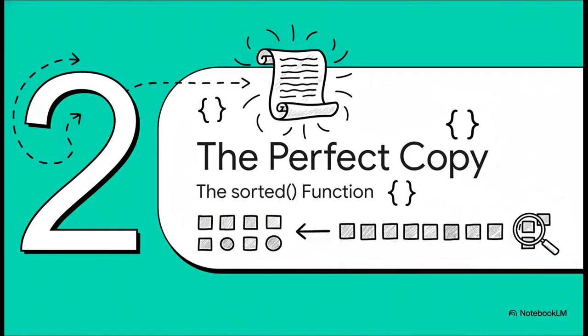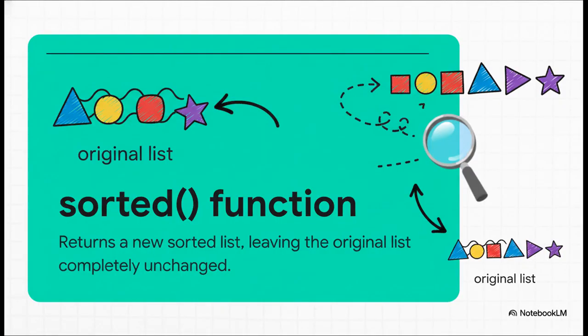All right, now for our second path. I like to call this one the perfect copy. The tool we'll use here is the sorted function. And you heard me right, I said function, not method. That little difference is everything. You see, unlike its sibling, the sorted function doesn't touch your original list. Not at all. Instead, it kind of peeks at your list, figures out the correct order, and then hands you a brand new, sparkling clean, perfectly sorted list. Your original data is left completely safe and sound.